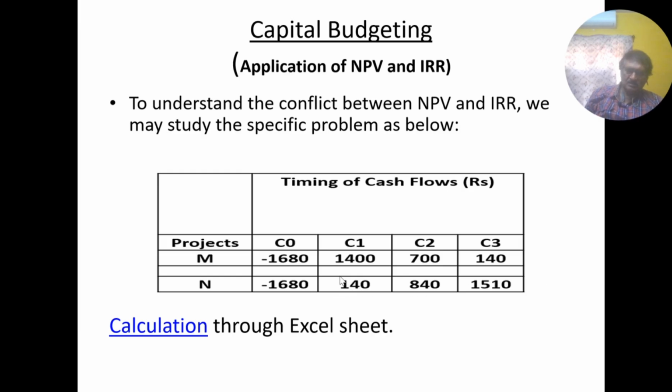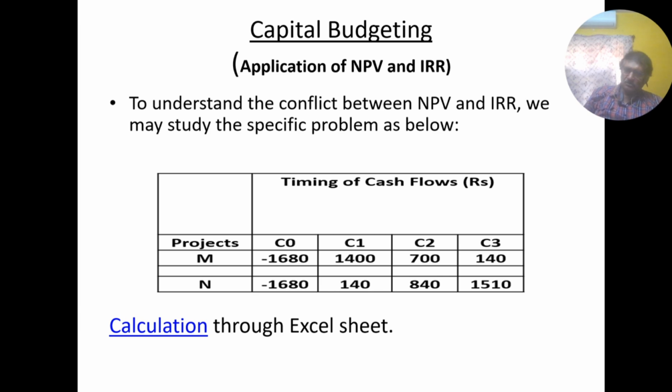For N, the cash inflows year wise are presented here. After first year, the cash inflow is 140, second year this, and after third year the cash inflow is 1,510. You just inspect the data, then you will see the cash inflows are reverse in magnitude. For project M, the initial year inflow is more and it is decreasing, but for project N, the first year cash flow is the lowest and then it is increasing. After third year it is the highest, 1,510. This is the reverse order.